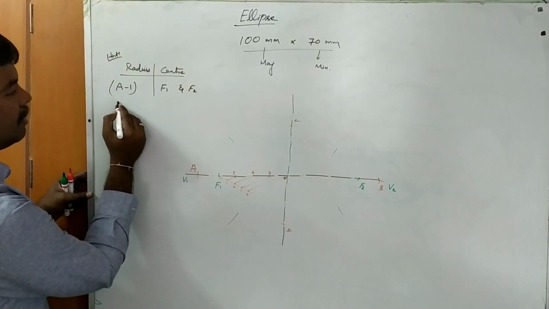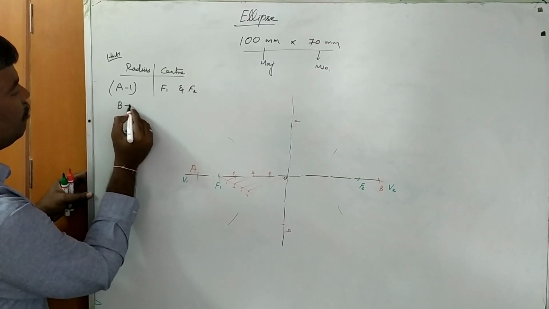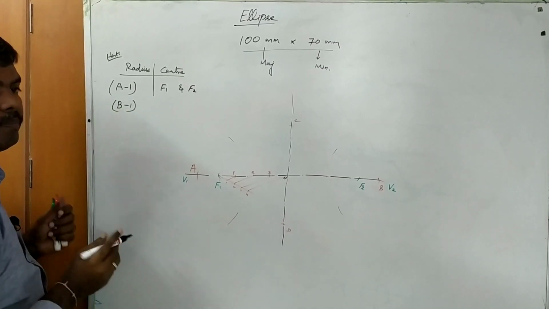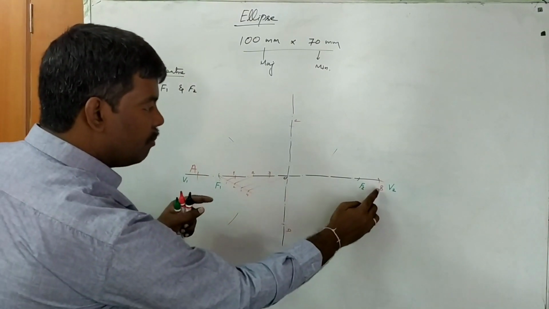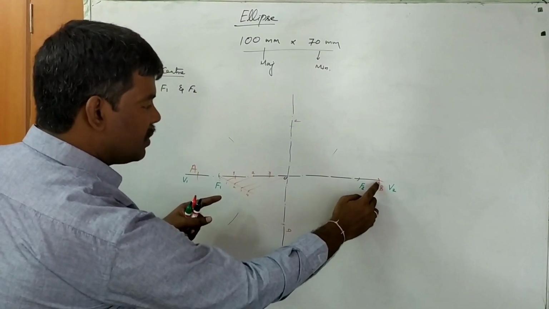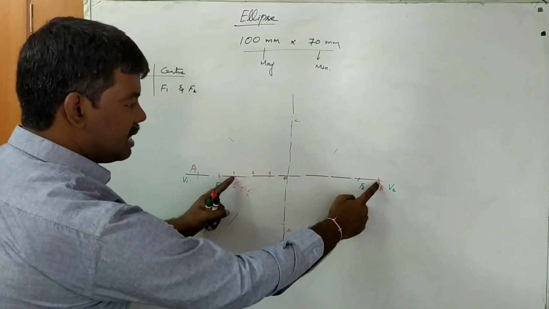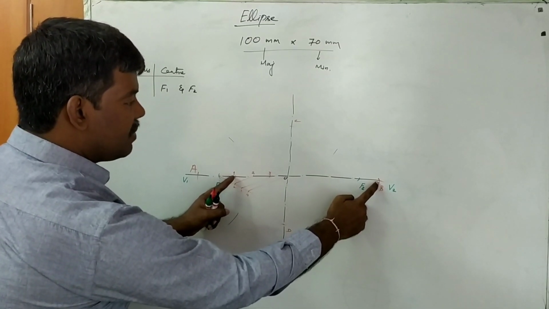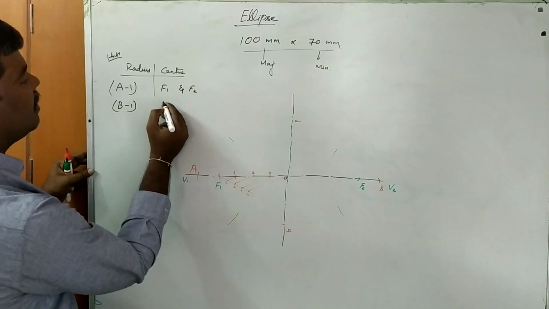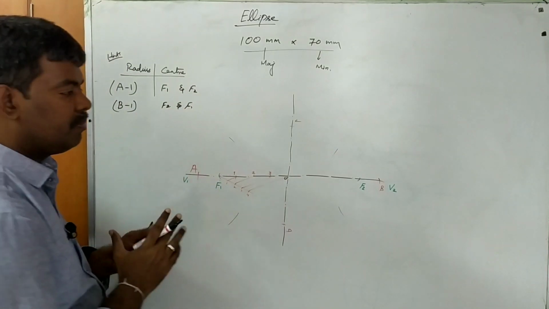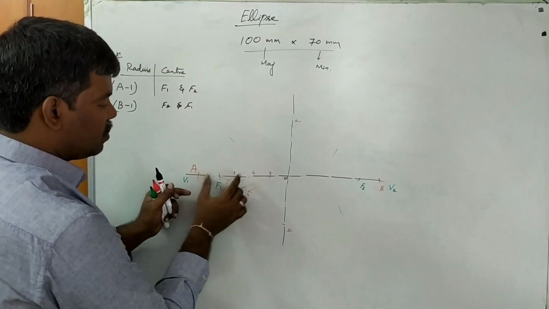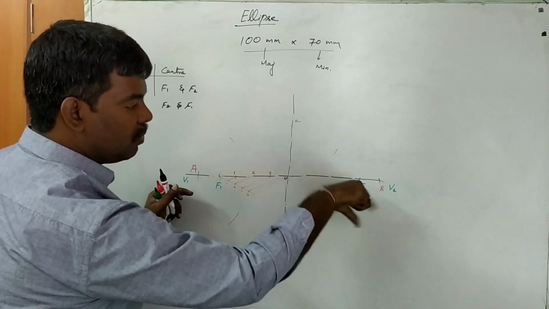Next, B to 1. Okay. So first A to 1 is over. Now B is nothing but vertex 2. So B to 1, this is the radius. B to 1 as the radius. Same F1 and F2. Okay. So first A to 1 is over, F1 and F2 over.